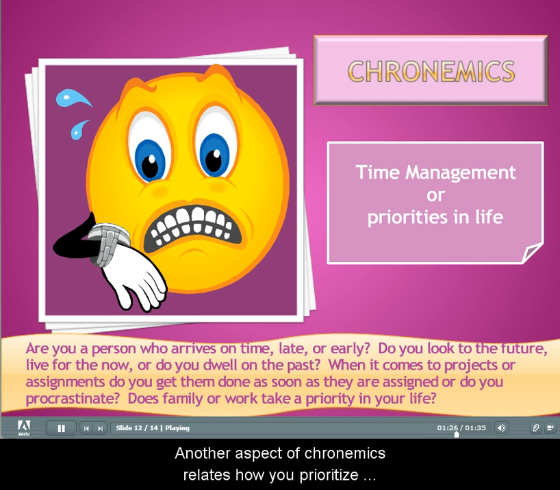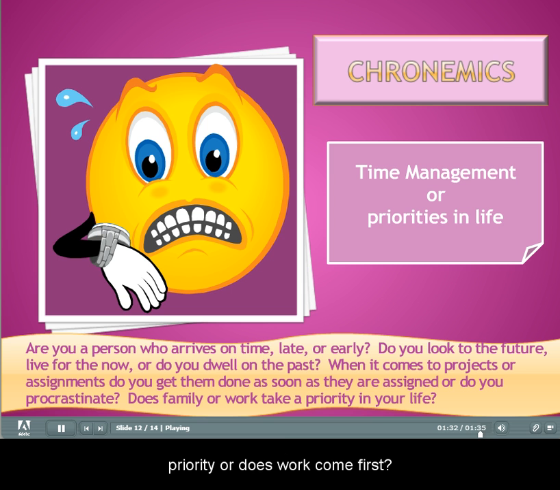Another aspect of chronemics relates to how you prioritize people in your life. Do family and friends take priority, or does work come first?